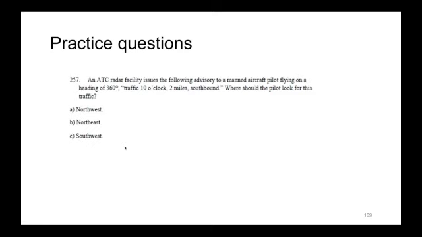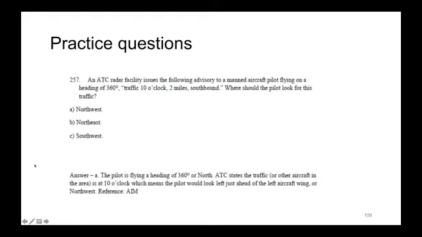An ATC radar facility issues the following advisory to an unmanned aircraft flying on a heading of 360 degrees. Traffic's at 10 o'clock, 2 miles southbound. Where should the pilot look for this traffic? This is a typical FAA question, but also something that you need to know if you're listening to CTAF and you hear this going on. Where would they be located? A, northwest, B, northeast, C, southwest. A, B, or C? The answer is A.